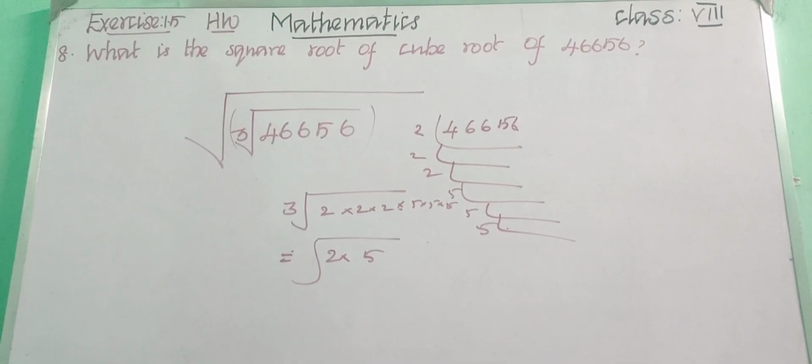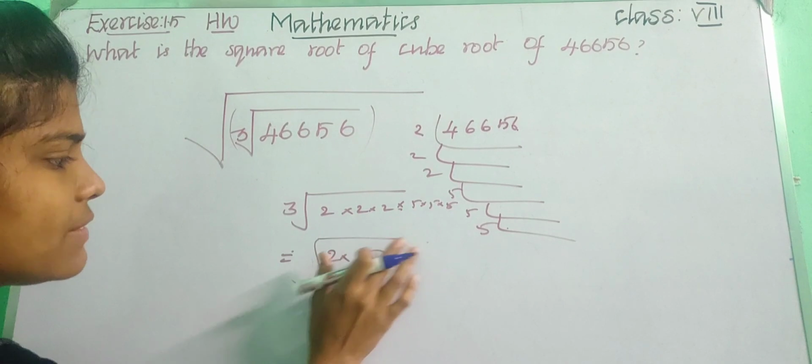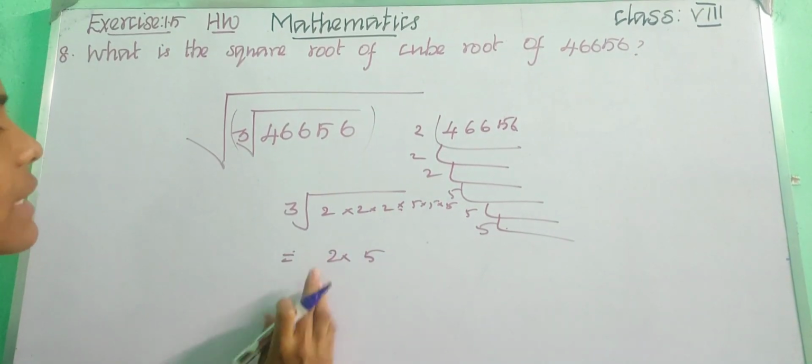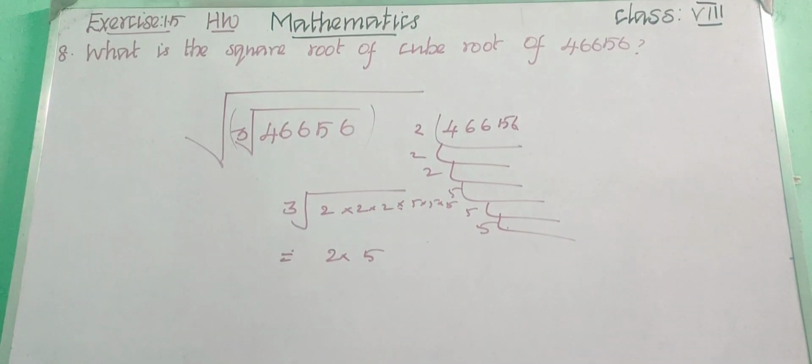Okay, children? First the cube root answer will come, and for that answer, you should take the square root. After getting the square root, you need to write the last answer. Is it clear, children? Okay, let us see the next question. This is also your homework. So your homework questions are 6, 7, 8. Three sums are your homework.